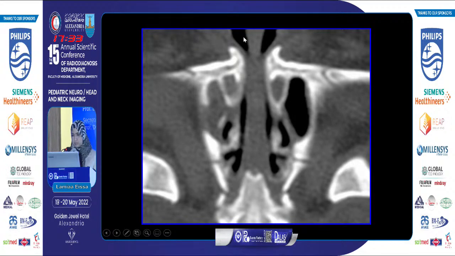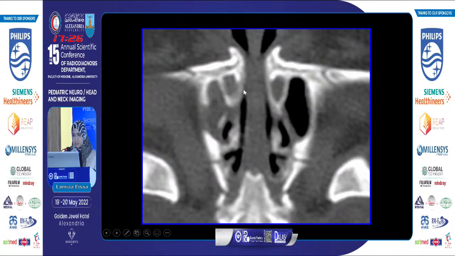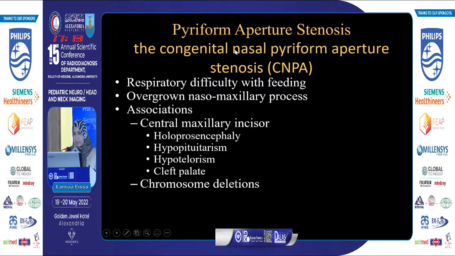Here we find overgrowth of the nasal process of the maxilla, so the diagnosis is pyriform aperture stenosis. This is the nasal process of the maxilla, because the maxilla has many processes. The nasal processes are hypertrophied and encroaching upon the nasal aperture. Pyriform aperture stenosis causes respiratory difficulty with feeding, due to overgrown nasomaxillary processes, and is associated with multiple anomalies, especially intracranial, like holoprosencephaly, hypopituitarism, and cleft palate.